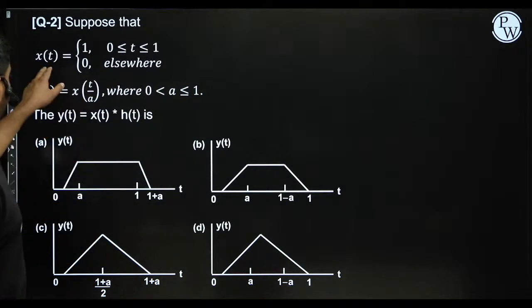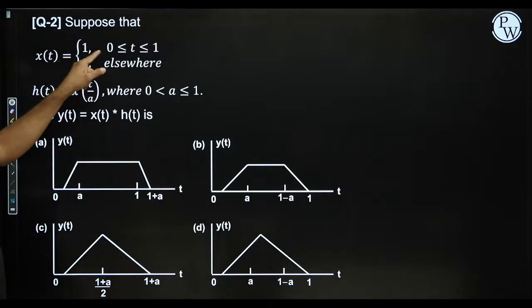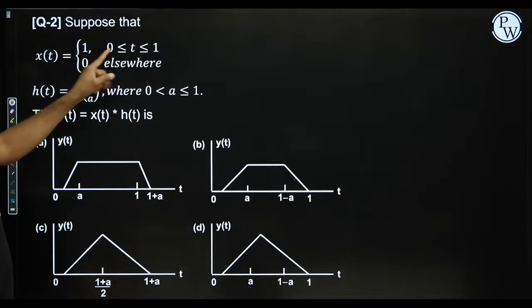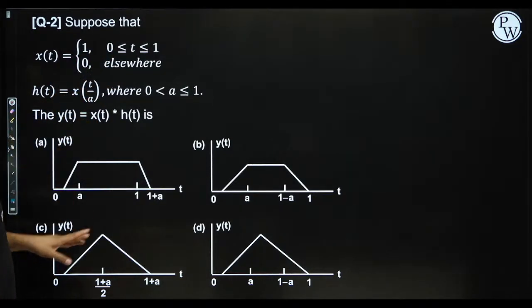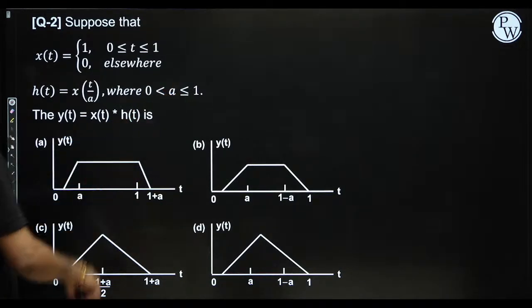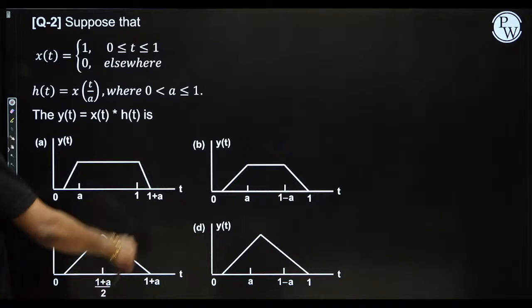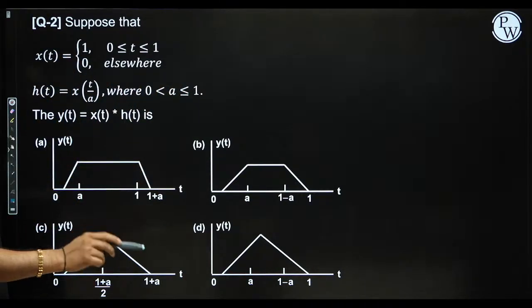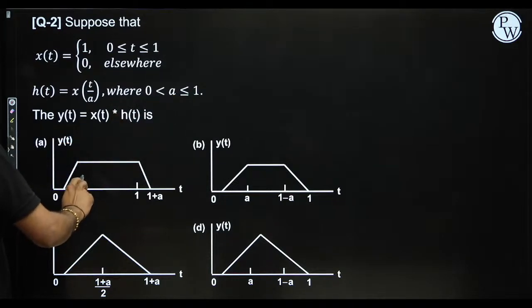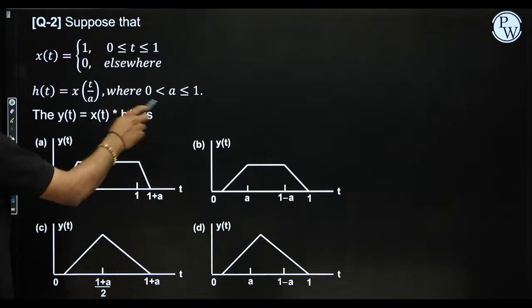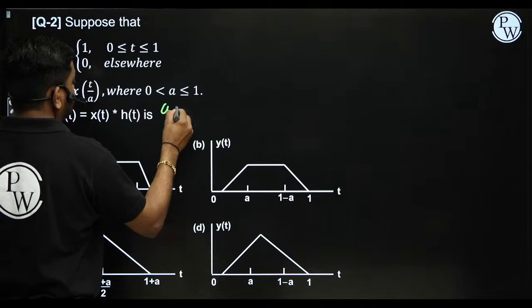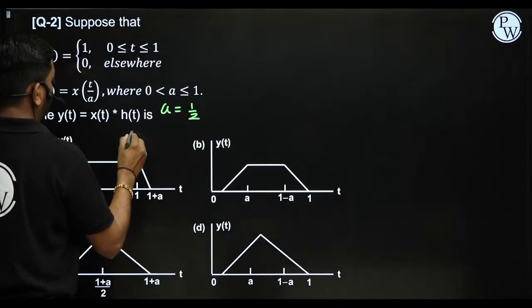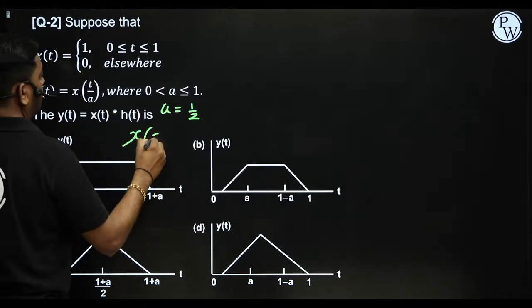Now here, suppose x of t is given: it is 1 between 0 and 1, a rectangle pulse between 0 and 1, and h of t is x of t by a, where a is less than or equal to 1. If a equal to 1, then x of t and h of t remain the same, both are same. If a less than 1, suppose a equal to 1 by 2, then it will be x of 1 by 2 t.